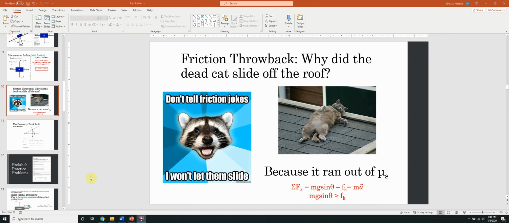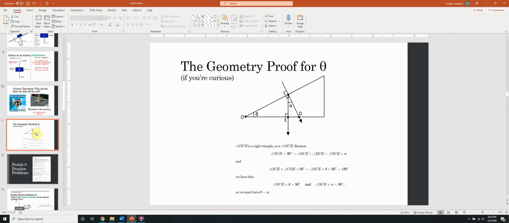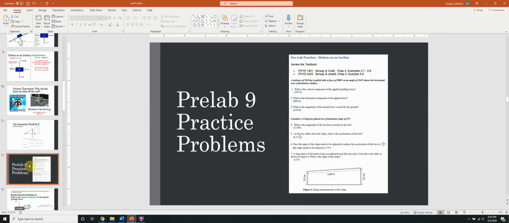All right, and then last thing before we do some pre-lab practice problems, this is just the geometry proof in case you were curious why these angles would be the same. So feel free to look this over at your leisure, but I'm not going to really spend time on it because that's not really the focus of this video. Okay, so Prelab 9 practice problems. We have 7 of them, and I'm going to get started.